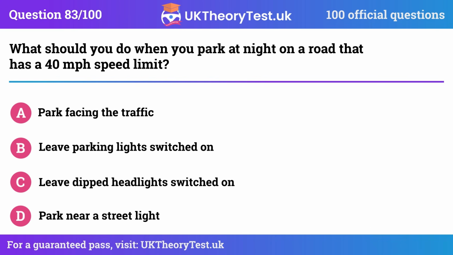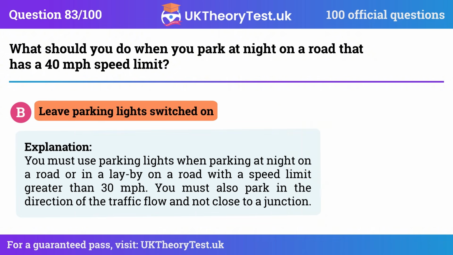The correct answer is B. Leave parking lights switched on. Explanation. You must use parking lights when parking at night on a road, or in a lay-by on a road with a speed limit greater than 30 miles per hour. You must also park in the direction of the traffic flow and not close to a junction.